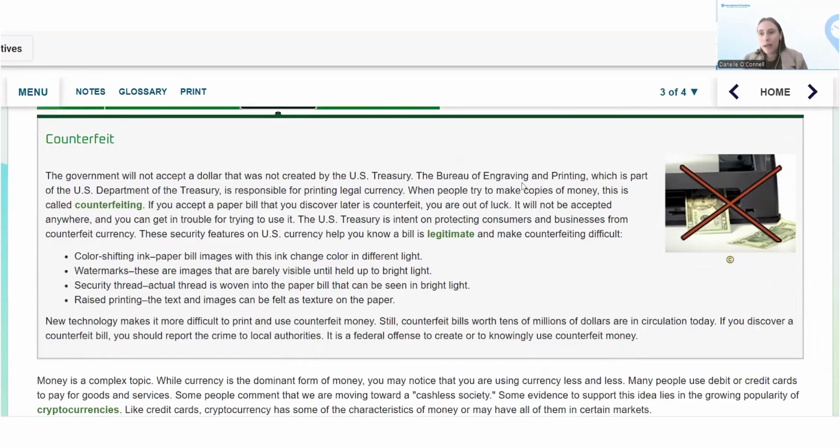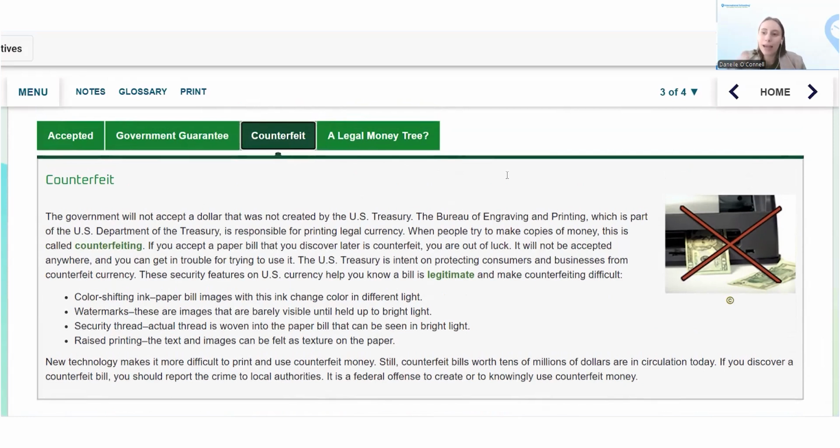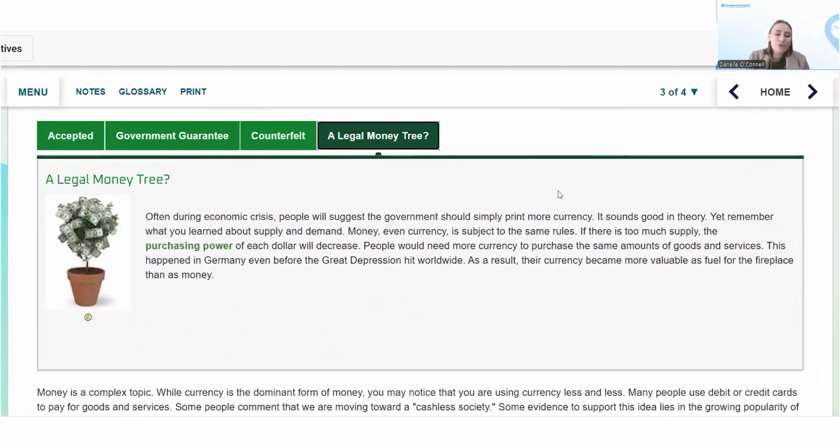Yes, new technology has made it very difficult to print and use counterfeit money due to these security features, but there are still tens of millions of dollars worth of counterfeit currency in circulation today. So if you do discover any counterfeit money, please report it immediately, because it is a federal offense to create or to knowingly use a counterfeit bill. So don't get yourself in trouble unnecessarily. Don't try and give the counterfeit money to someone else. Just report it.